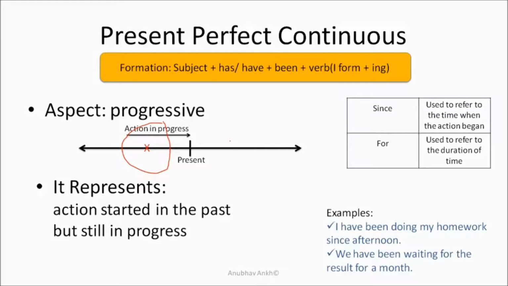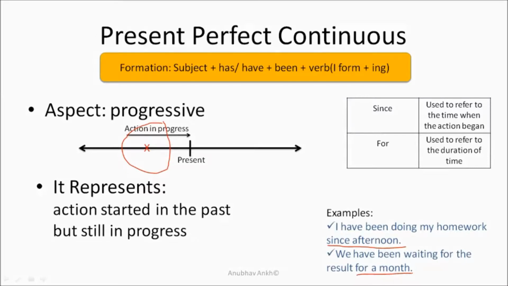What do we use since for and what do we use for? Since is used to refer to the time when the action began. Like in this example, since afternoon. I started doing my homework from afternoon. Clear? And I am doing it till now. And for is used to refer to the duration of time, for how long the work has been going on. We have been waiting for the result for a month, so the duration here is a month. Clear? Since tells you when the task was started, and for tells you the duration of the time for which the action has been going on.